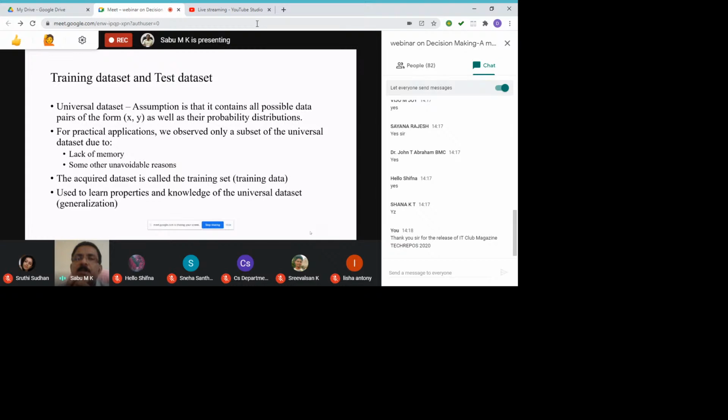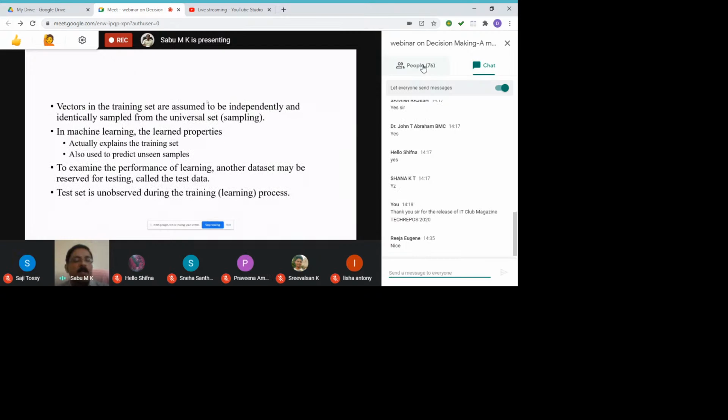After learning from the training data, we can submit this particular test data. When we input the test data into the learning algorithm, it generates some results. Then based on those results, we can measure the performance of the learned model. In order to measure that performance, we have to reserve another small data set that is also a subset of the universal data set, and that data set is known as the test set. So this is the concept of training data and test data.